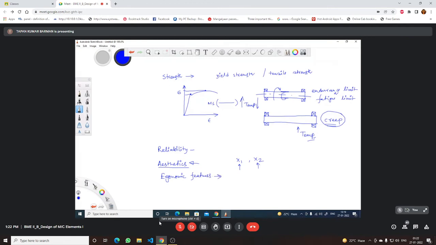Now, one thing is aesthetic or beauty of the product. Another thing is ergonomic features. That is basically how easily you can use the product. What is the comfort level when you are using the product? That is called ergonomic features of the product. So that is basically a communication between the user and the machine.